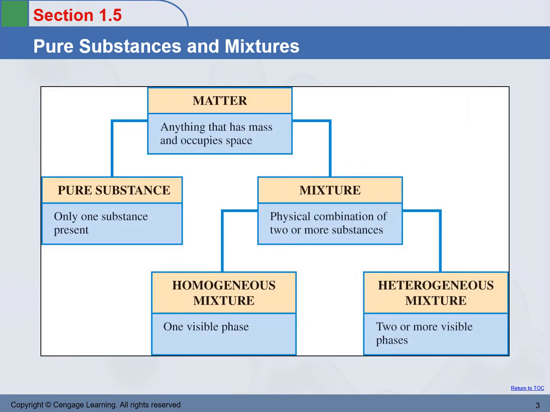So far, this is what has been covered in the classification of matter. We talked about matter. Under matter, we have pure substance and mixture. And under mixture, we talked about homogeneous mixture and heterogeneous mixture.